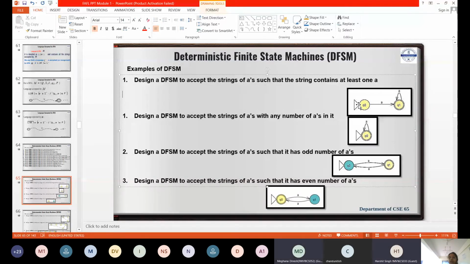No. See, there is no matter here, even number of A's, odd number of A's. What are all the strings to be accepted by this question, you tell me? A, 1a, 2a's, 3a's, 4a's, it goes like that. Correct? Even here 2a's should be acceptable, right? At the end of the second A, you have to be in a final state, no?